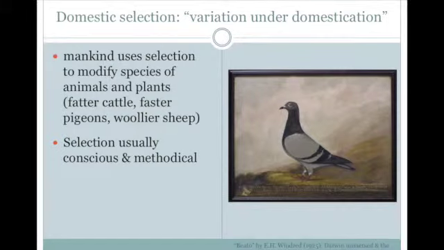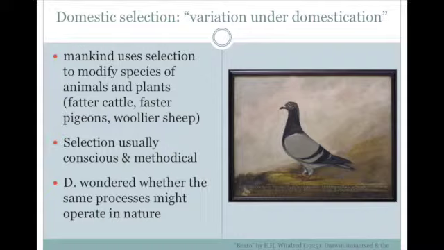We can see as well the way that faster pigeons were bred by pigeon fanciers. We'll come on to pigeon fanciers on the next slide. Picking two fast pigeons, breeding them together to try and make even faster and stronger pigeons. And looking at this, Darwin wondered whether the same processes might operate in nature and how they would operate.